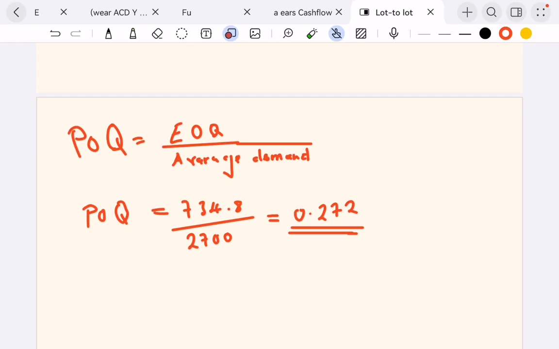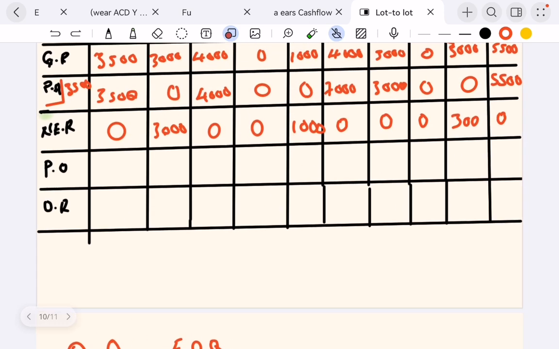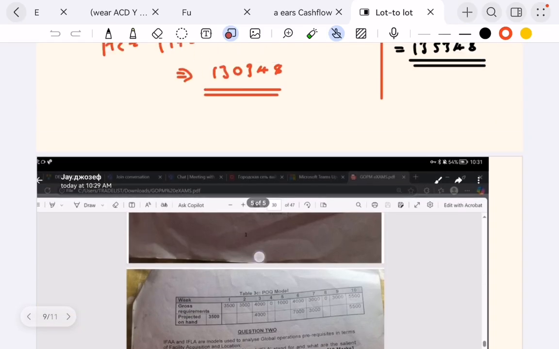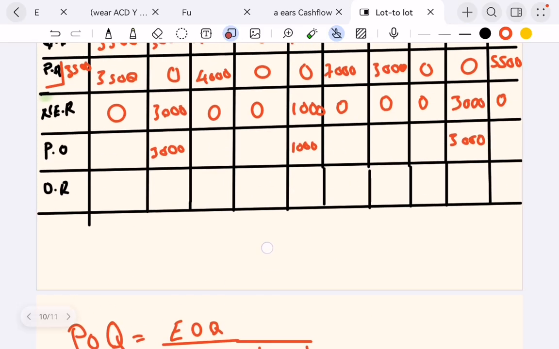So on the periodic order quantity, this 3,000 will just come here as 3,000. Here there's 0, we don't put any numbers there. Then this 4,000 will just remain there as 1,000. No numbers, and then there we have 3,000. On order release, because it's 1 week, also according to the question, it's 1 week also. So this 3,000 will come in week 1. This one will come in the week before. This one will come in the week before.